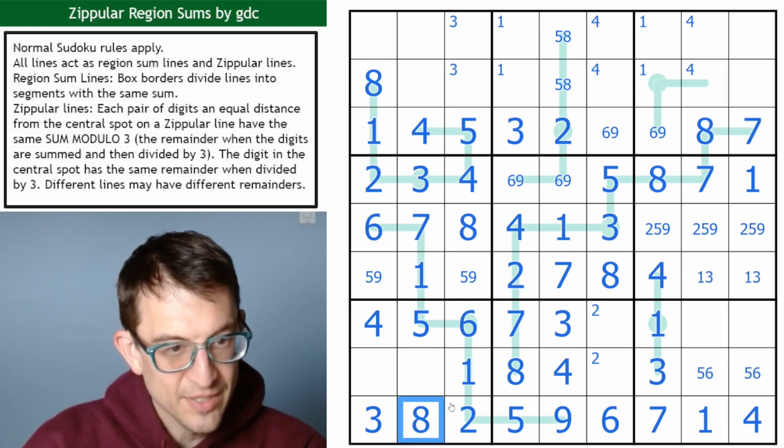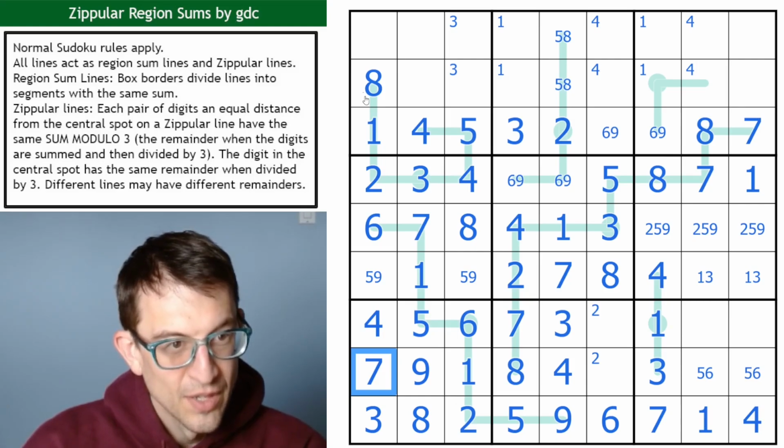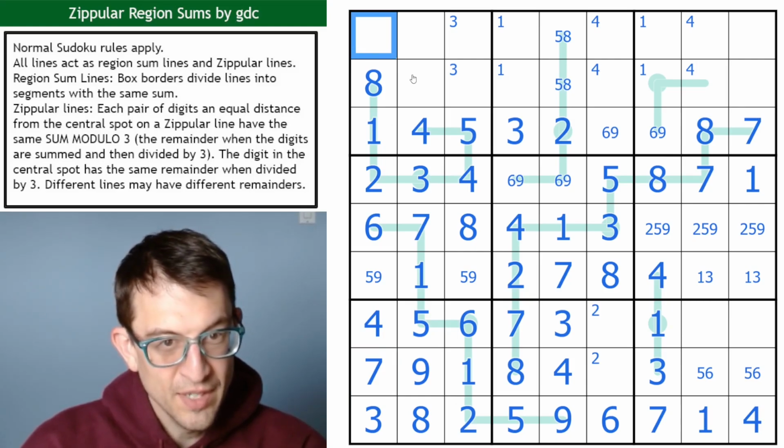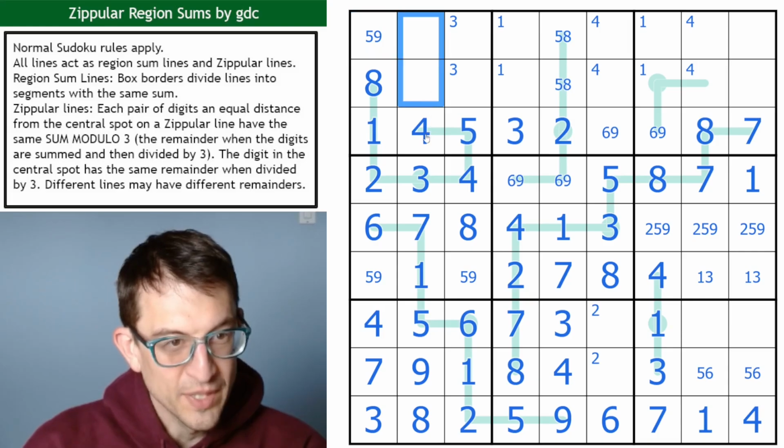That's an 8. This becomes 7, 9. I know how that goes. Is this really 5, 9? Yes. This becomes 2 or 6.